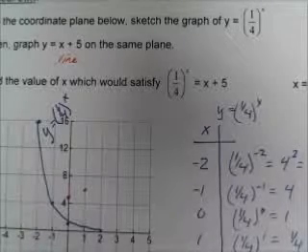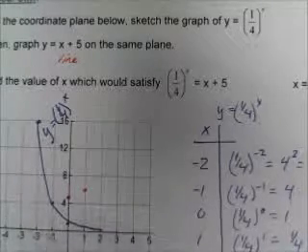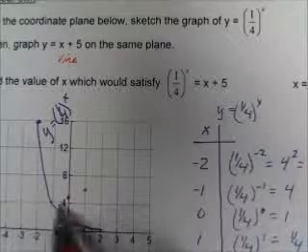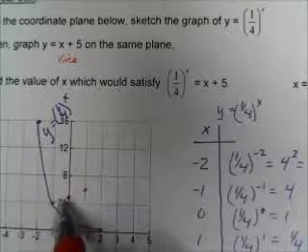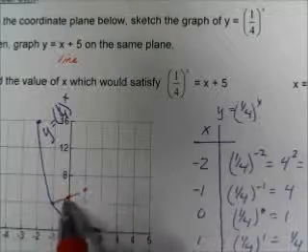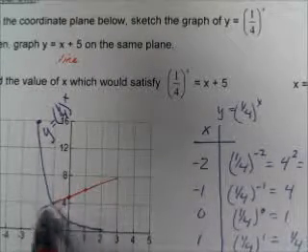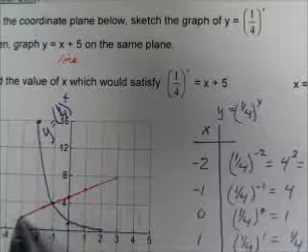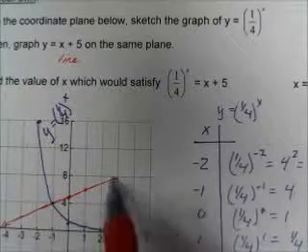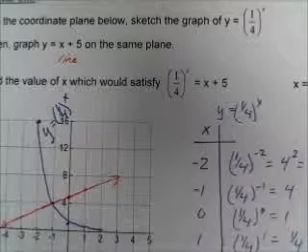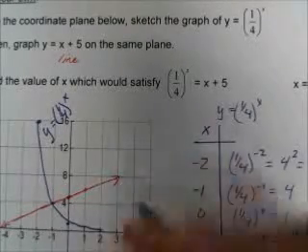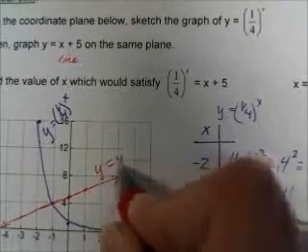And what happens is you're going to need some more points, but I'll say cheat and look at the calculator. Look at your table of values on the calculator. So you have this line. You get this line. Y equals x plus 5.